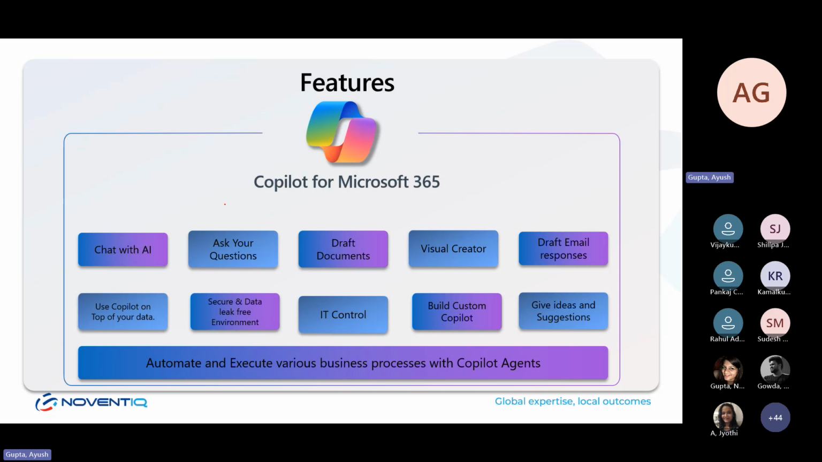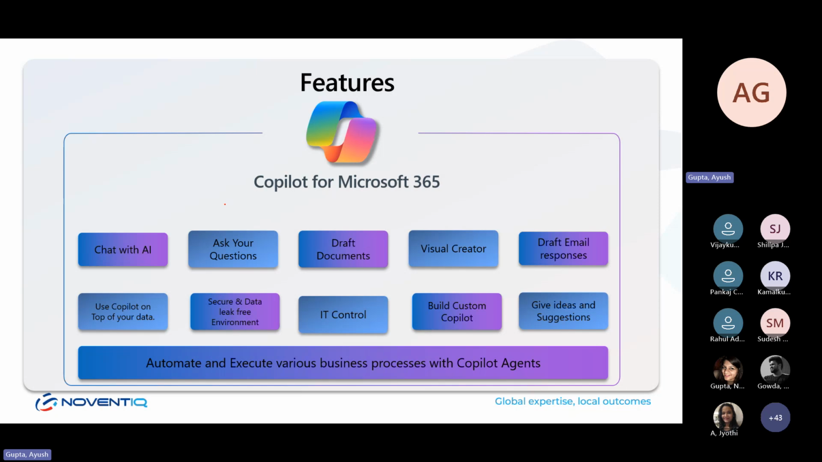It is also a visual creator, which means if you want to create any sort of image or visual, Copilot does that too. You can also draft email responses in Outlook. Use Copilot on top of your data. This is one of the important features: whatever data or content you have access to on your tenant, you can use Copilot on top of it. It is a secure and data leak free environment. Whatever data processing is happening, all will be secure. IT control: your IT team will have all the controls.